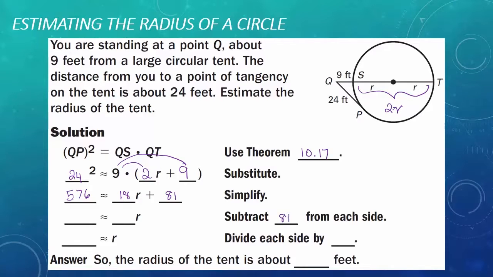Subtract 81 on both sides. 576 minus 81 is 495. It's approximately equal to 18R. Divide both sides by 18, and 495 divided by 18 gives us approximately 27.5. So our radius for the tent is about 27.5 feet.